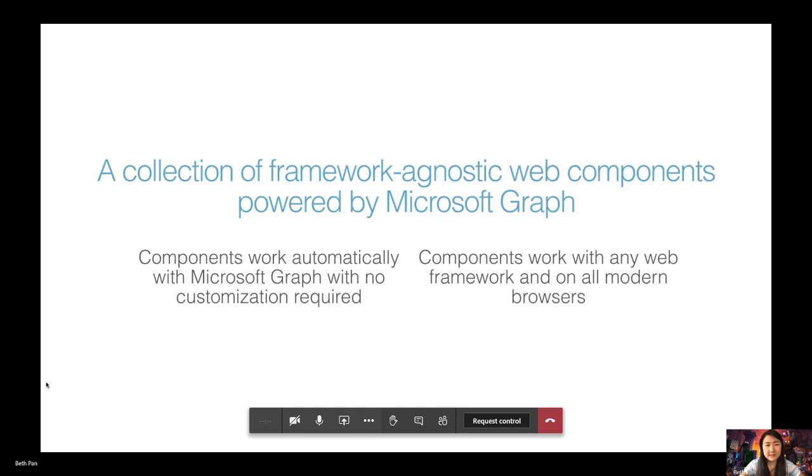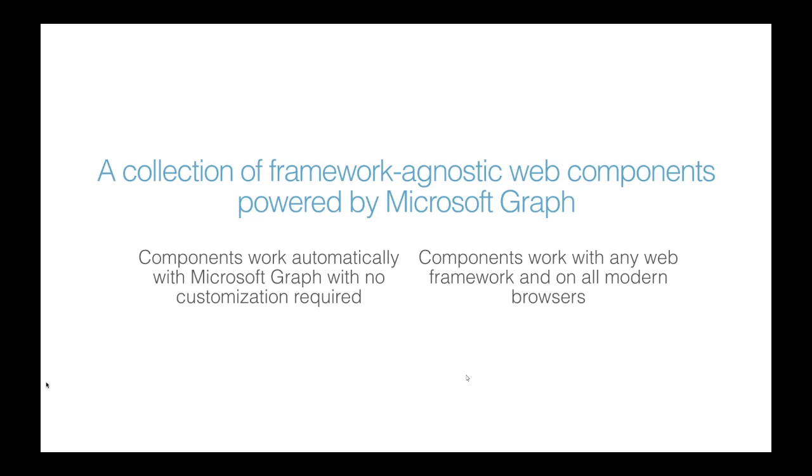So the Graph Toolkit is a collection of framework agnostic web components powered by the Graph. If you know what web components are, we designed this to enable developers to use it for any of the frameworks that you choose, whether you choose to use vanilla JavaScript, HTML, or if you want to use this within your React or Angular or Vue framework. That's the design rationale behind it.